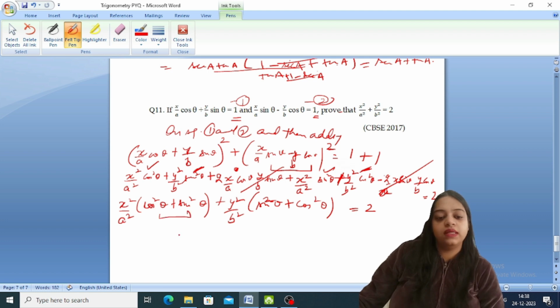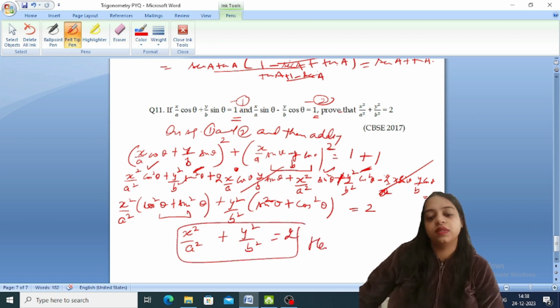Now this is identity. Sin square theta plus cos square theta is 1. So this is x square upon a square plus y square upon b square equals to 2. So this proves your result.